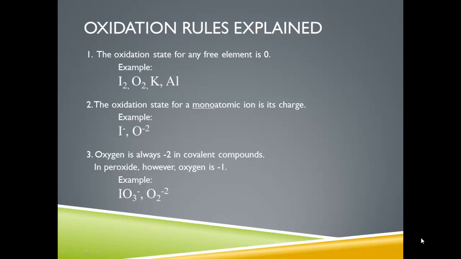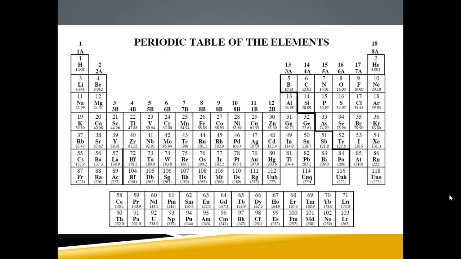Rule number 2, the oxidation state for a monoatomic ion is its charge. Iodide ions have a charge of -1, and so their oxidation state is -1. Oxide ions have a charge of -2, and so their oxidation state is -2. This is explained in the periodic table. Iodine needs to gain 1 electron to reach its full octet, and oxygen needs to gain 2 electrons to reach its full octet, and so that's where the charges come from for the ions.